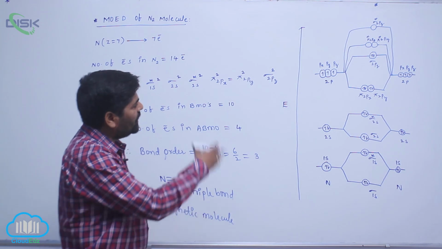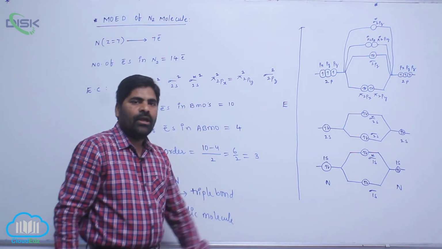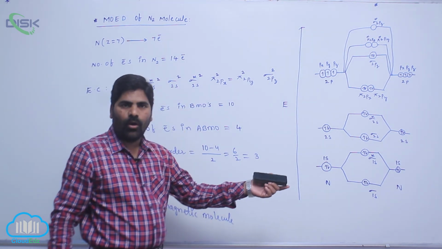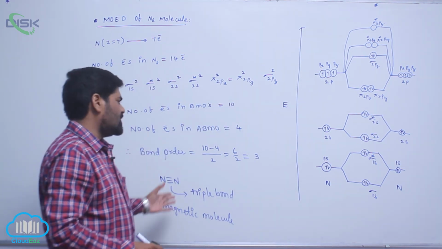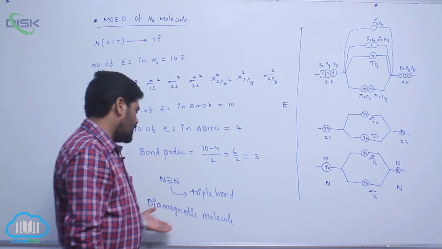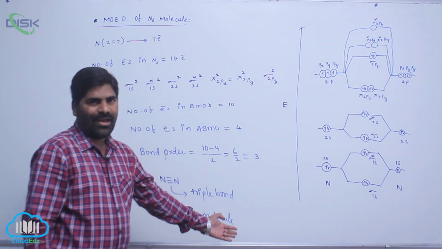So this is the MOED diagram of the N2 molecule. According to this diagram, there is no unpaired electron. Therefore the N2 molecule is diamagnetic.